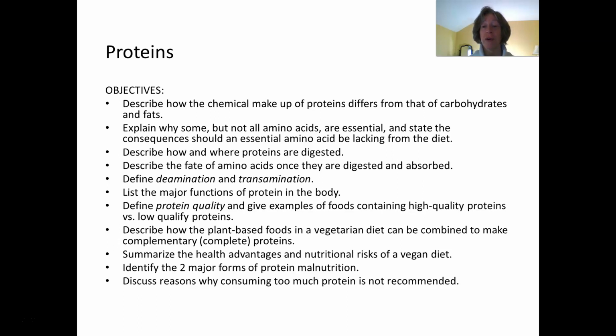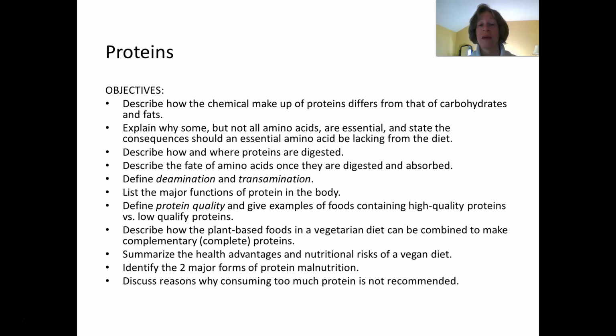Proteins do differ from carbohydrates and fats insofar as their chemical structure and their chemical components. That is, in carbohydrates and fats, you have carbon, hydrogen, and oxygen. In proteins, you have carbon, hydrogen, and oxygen as well, but you also have nitrogen. So that's what makes them different chemically, their chemical composition. But those atoms are arranged differently in each of those respective macronutrients.